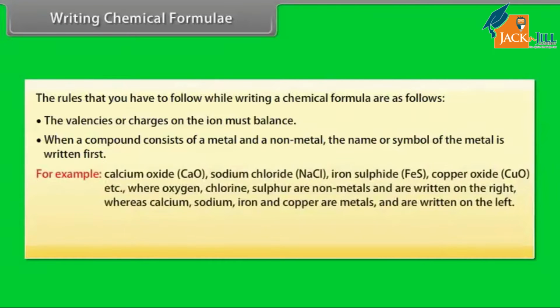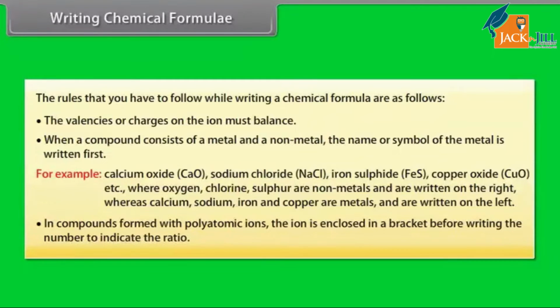For example, calcium oxide, CaO, sodium chloride, NaCl, iron sulfide, FeS, copper oxide, CuO, etc., where oxygen, chlorine, sulfur are non-metals and are written on the right, whereas calcium, sodium, iron and copper are metals and are written on the left. In compounds formed with polyatomic ions, the ion is enclosed in a bracket before writing the number to indicate the ratio.